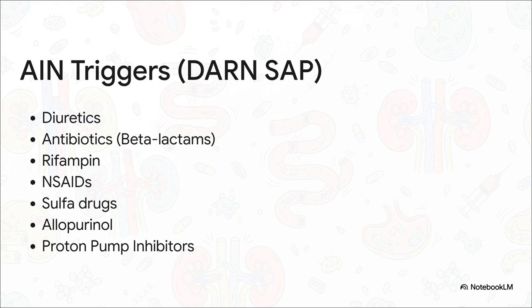To remember the common triggers, you'll definitely want to lean on the DARN SAP mnemonic. Sure, infections or autoimmune diseases can technically cause AIN, but in the real world, medications, most notably your beta-lactam antibiotics and NSAIDs, are overwhelmingly the most common culprits that kick off this hypersensitivity.